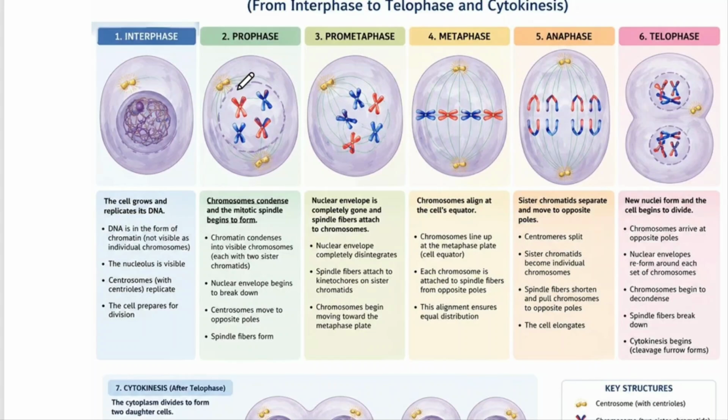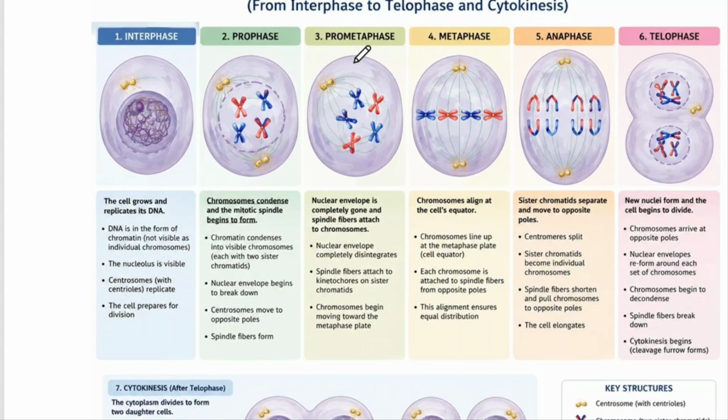The centrosomes move toward opposite poles of the cell and start forming the mitotic spindle. This is the mitotic spindle, which will later separate the chromosomes. Here is a separate chromosome. The cell still contains 46 chromosomes, each made of two sister chromatids.